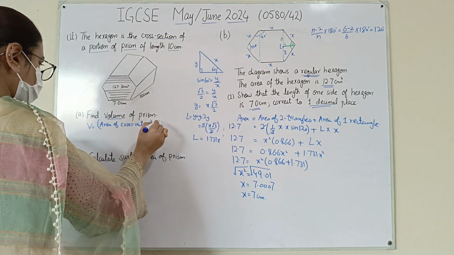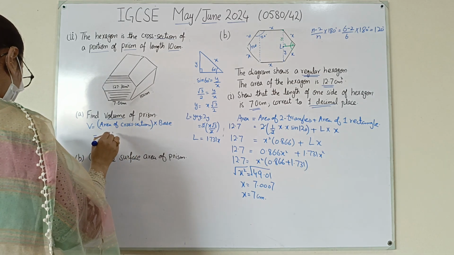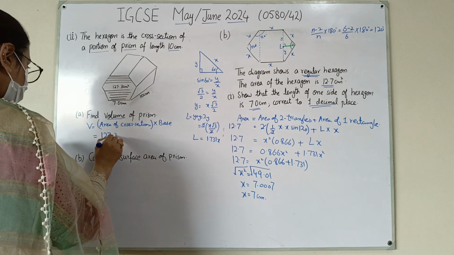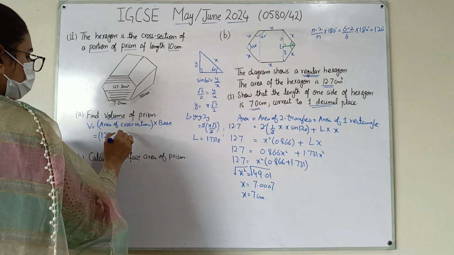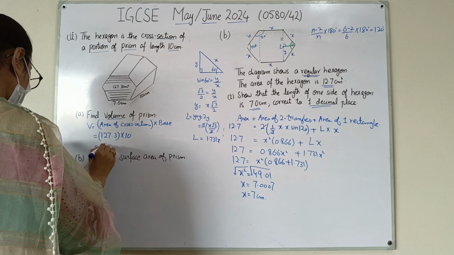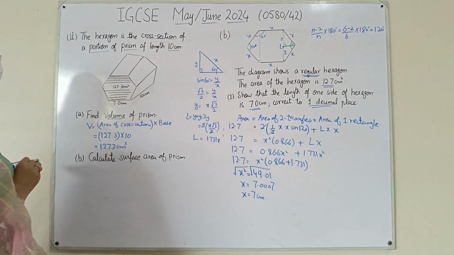multiply the base. The area of cross section is already mentioned in the figure, 127.3, while the base is 10. So after multiplying it, you will get 127.3 centimeter cube. This was a formula based question.